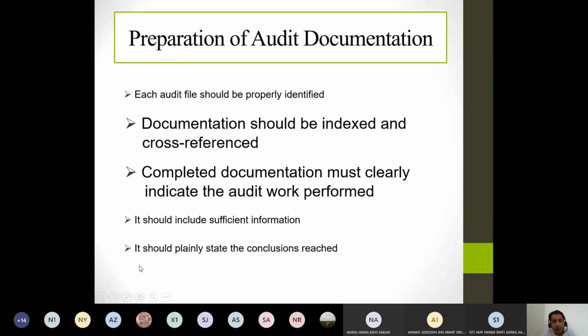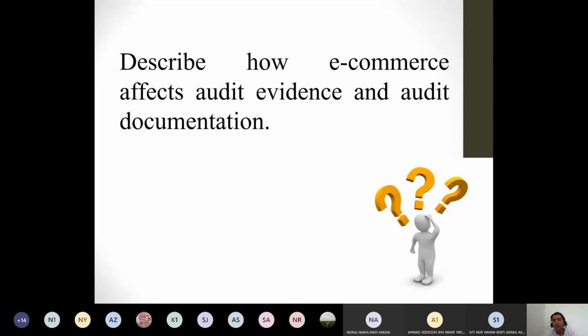Okay, the preparation of audit documentation. Each audit file should be properly identified. Documentation should be indexed and cross-referenced, as we mentioned. Completed documentation must be clear and indicate the audit work performed. As well, it should include sufficient information. It should plainly state the conclusion reached by the work.